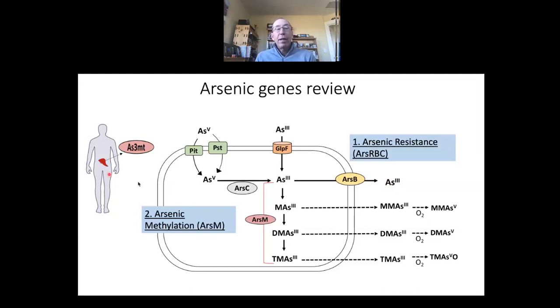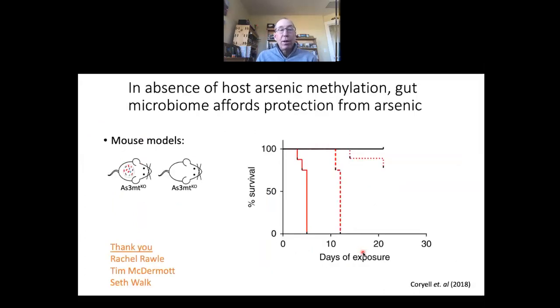Humans have an arsenate methyltransferase, an ArsM gene. So we are able to do this reaction. This is one of our primary means of detoxifying arsenic. And so we decided to look at some mouse models to see if we could understand, is there an impact of the gut microbiome on the toxicity that an organism experiences from, for example, drinking arsenic in their water.